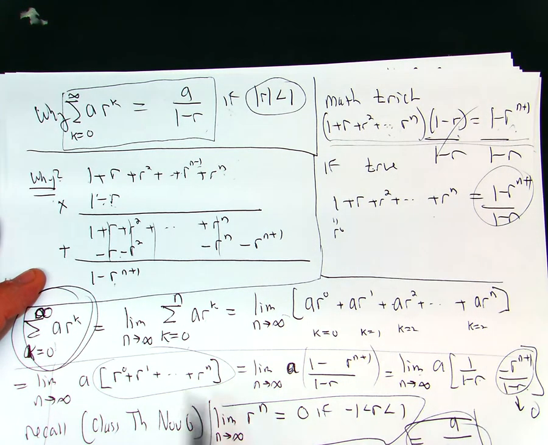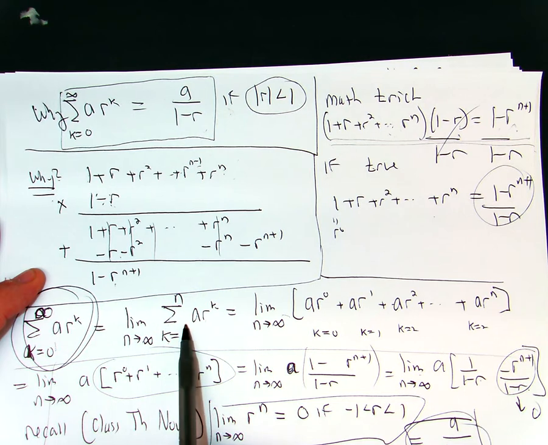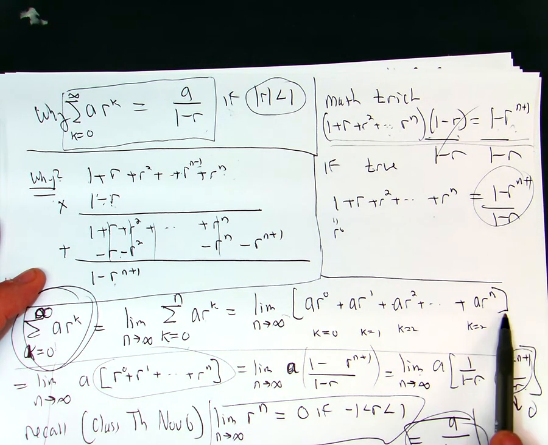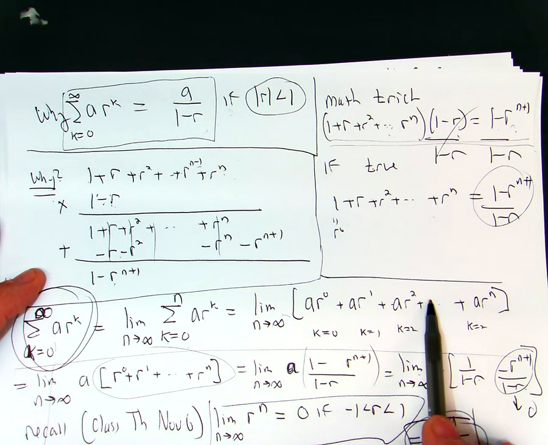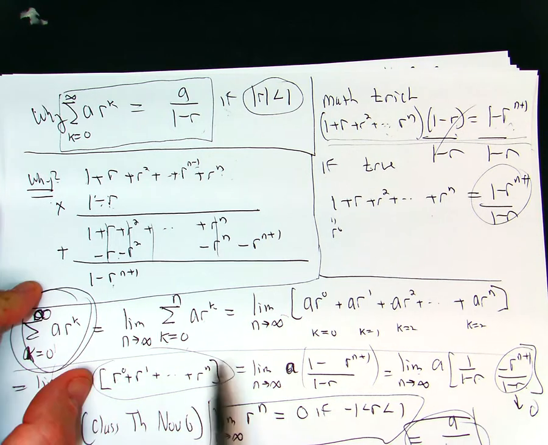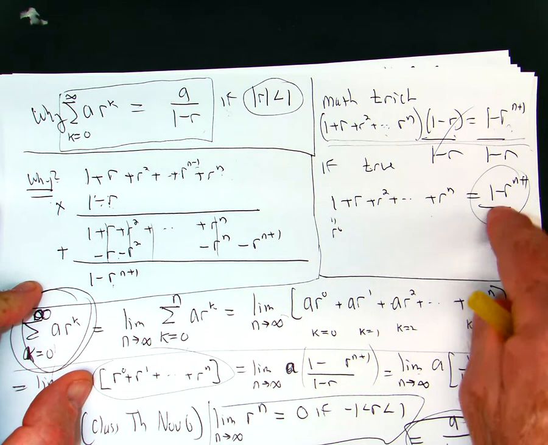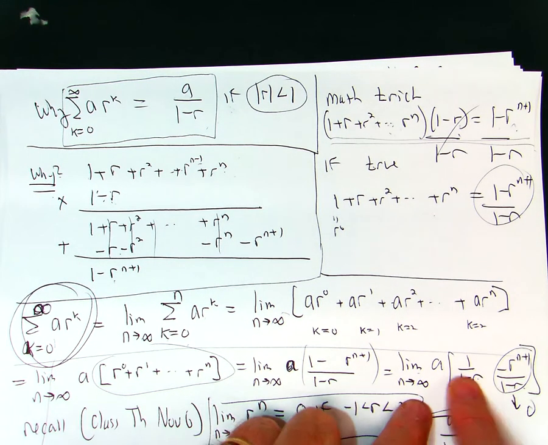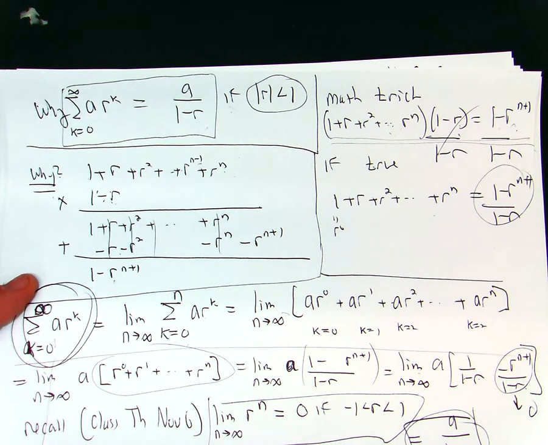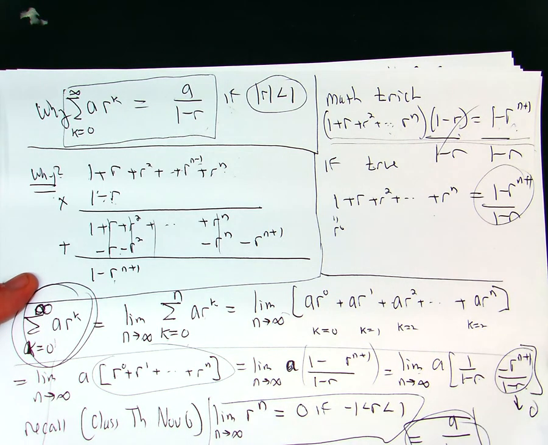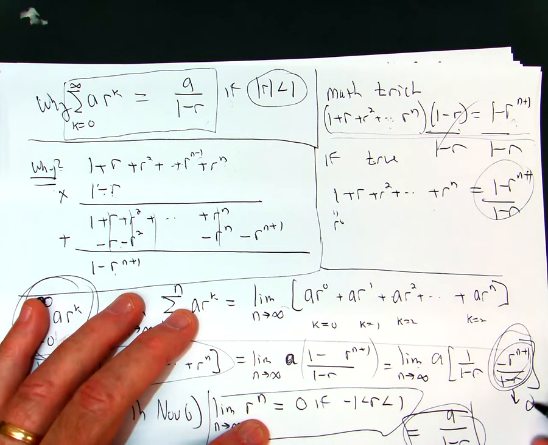We filed that away. Wrote out the series. It's equal to the limit of the partial sum. I wrote out the terms. Now this, I factored out the a, so I just focus on this. This is equal to this. So I wrote that. Two separate limits. We called the limit from class. This limit's equal to 0. So this whole thing goes to 0.